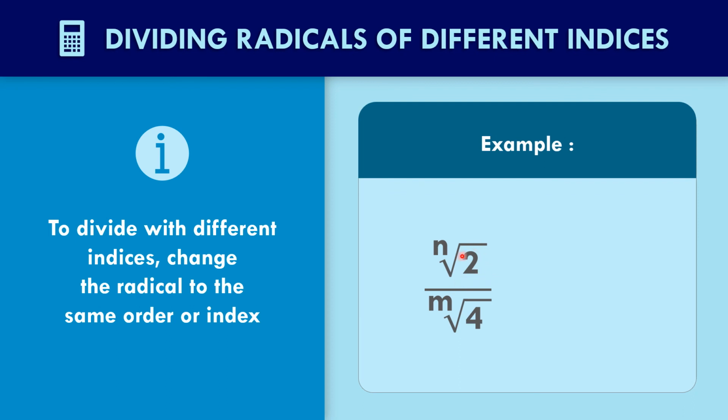First, we need to arrange the radicand to make it the same base. So that is the nth root of 2, while here the mth root, the square root of 4, the same base, that is 2 squared. So, same radicand, now we have 2.